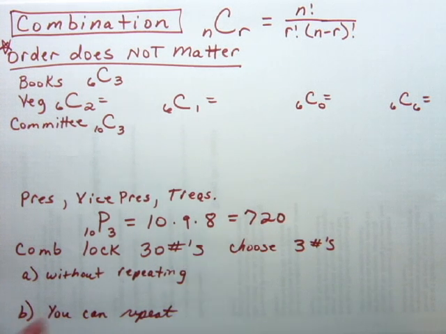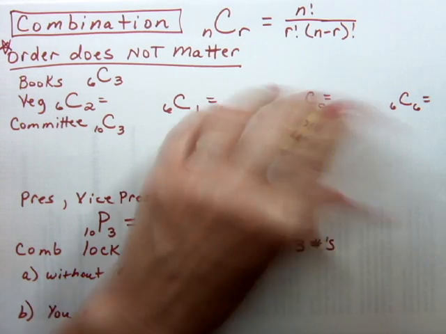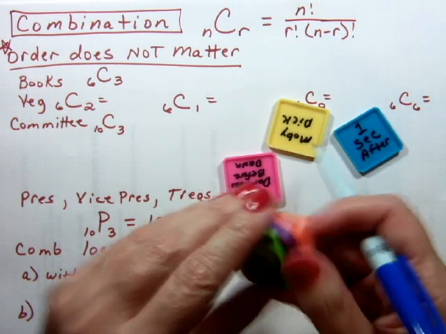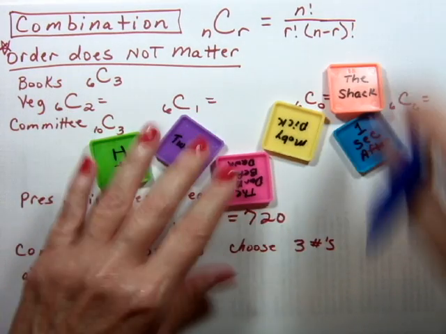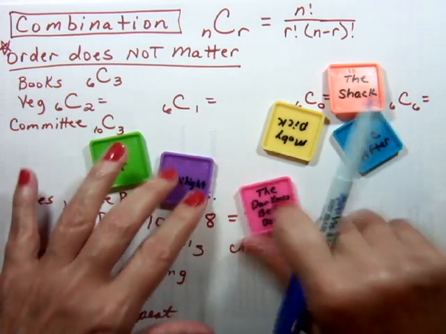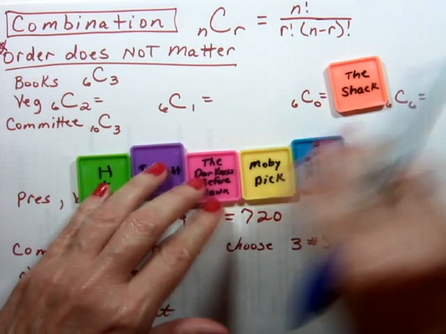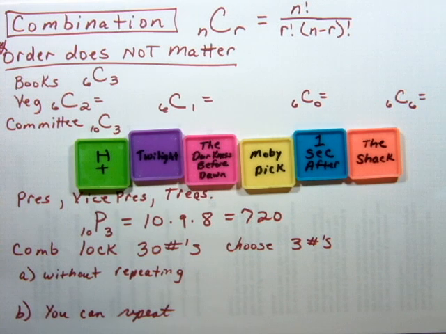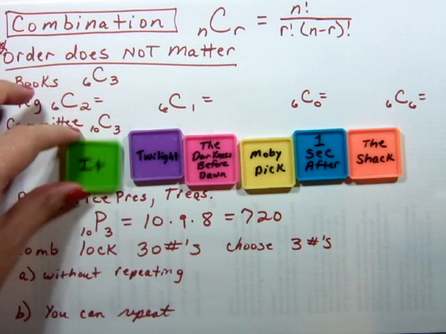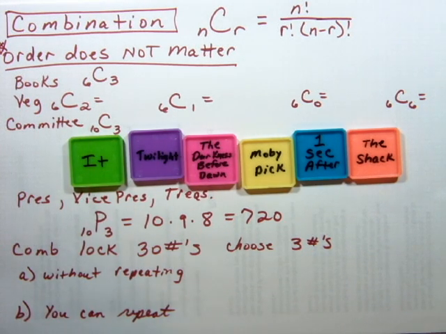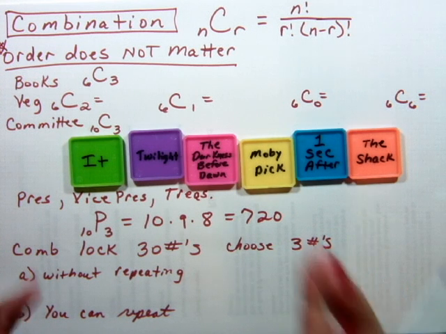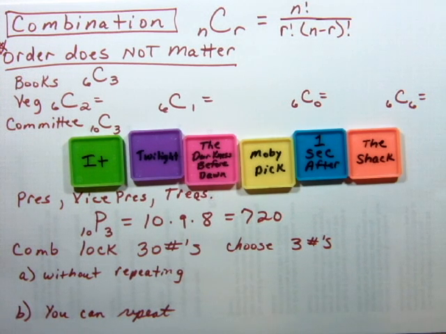Now, when would I use a combination instead of a permutation? Let's take these same 6 tiles. See, I did my homework. I've done all this ahead of time. Let's take these same 6 tiles, and let's say your friend has 6 books. You say, hey, I'm really interested in borrowing 3 of your books. And your friend says, okay, I want to know how many ways you could pick 3 books.